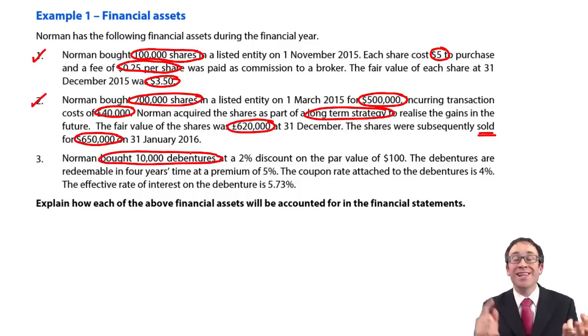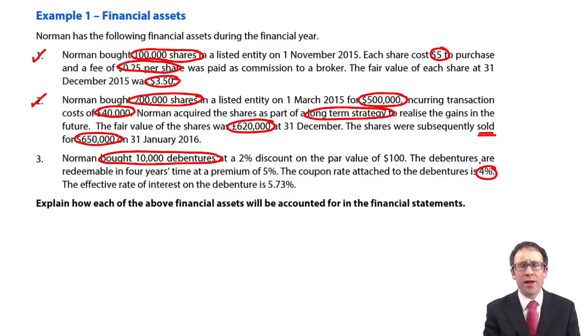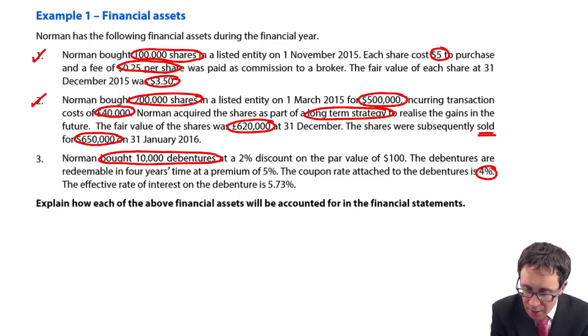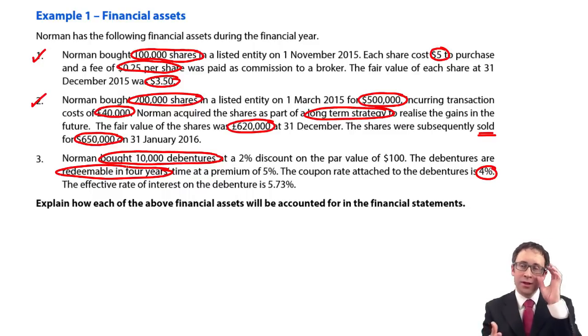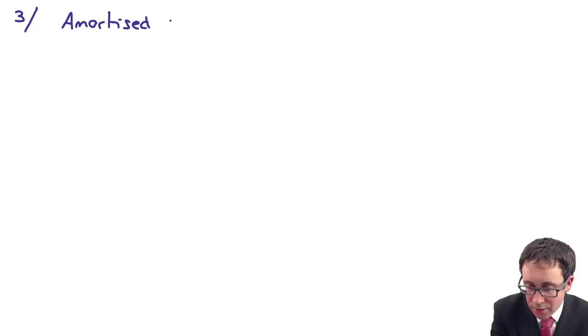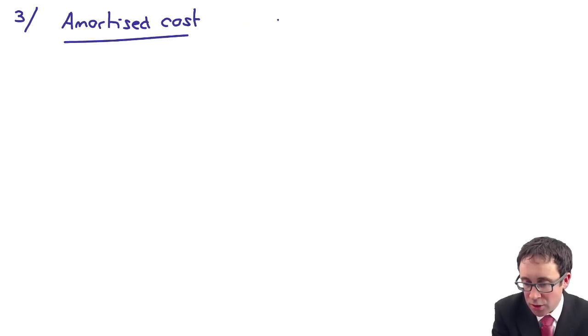So looking at the contractual cash flow test, and if the business model is to hold that debt investment until maturity. So it says within there that there is a 4% coupon rate. So that's a promise for the amount of money that we will receive annually. So 4% on the par value. It also says that it will be redeemable in 4 years' time. So again, we're assuming that with nothing else told, that we are intending to hold it for the 4 years and receive it back at that 5% premium. So what we have here is a financial asset investment in debt that is measured at amortized cost. Okay.